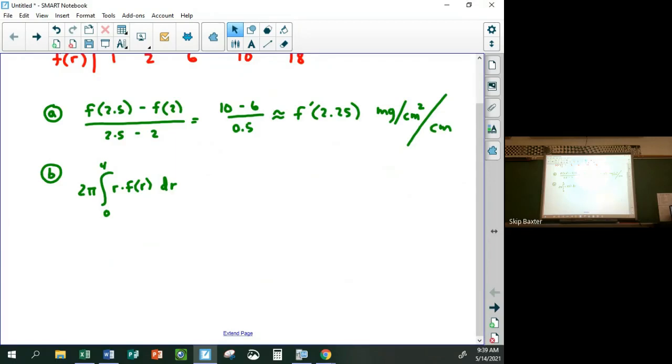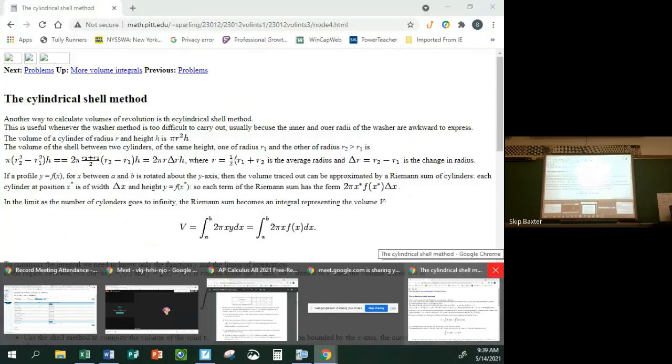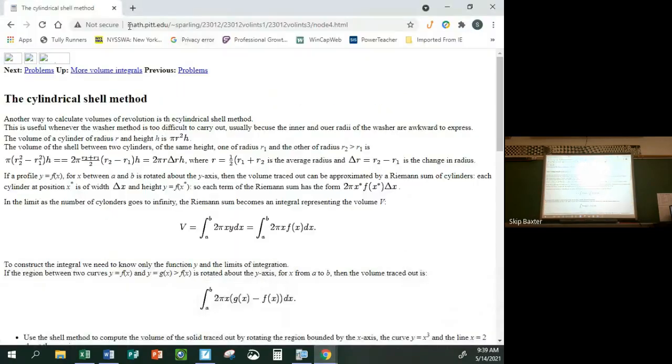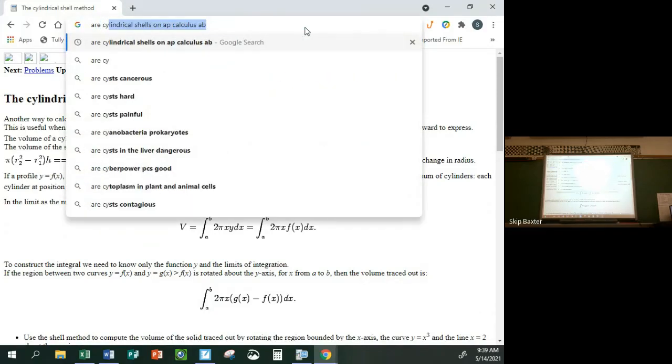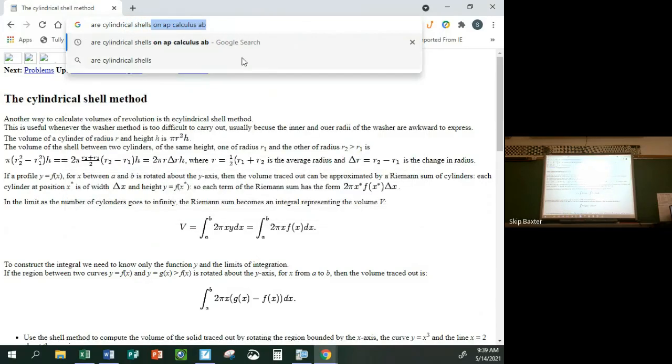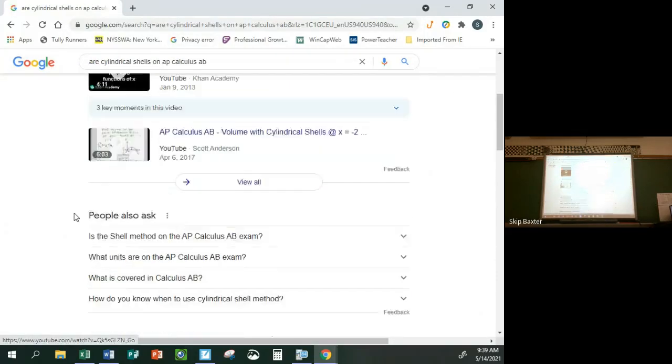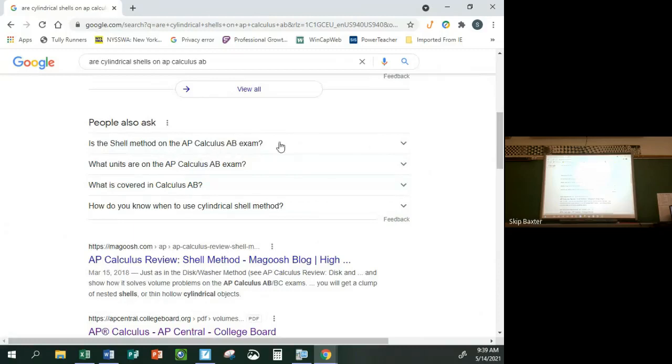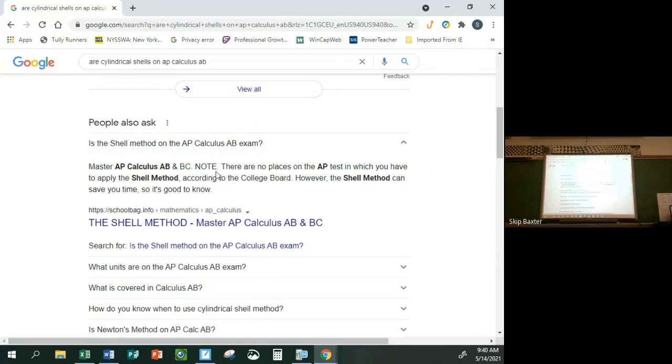And by the way, if I Google further, like if I Google and say, are cylindrical shells on AP Calculus AB? I don't want you to think I didn't teach you something I was supposed to teach you. Is the shell method on the AP Calculus exam? It says, there are no places on the AP test in which you have to apply the shell method, according to the College Board. However, the shell method can save you time, so it's good to know.